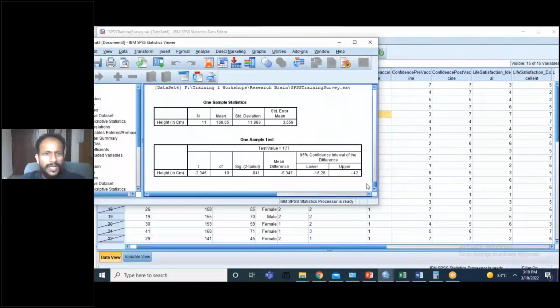Yeah, it is 0.041. So that means we reject the null hypothesis and we accept the alternate hypothesis that it does not match. The takeaway is that there is a difference between the national average height for men and our class. So what is the conclusion?